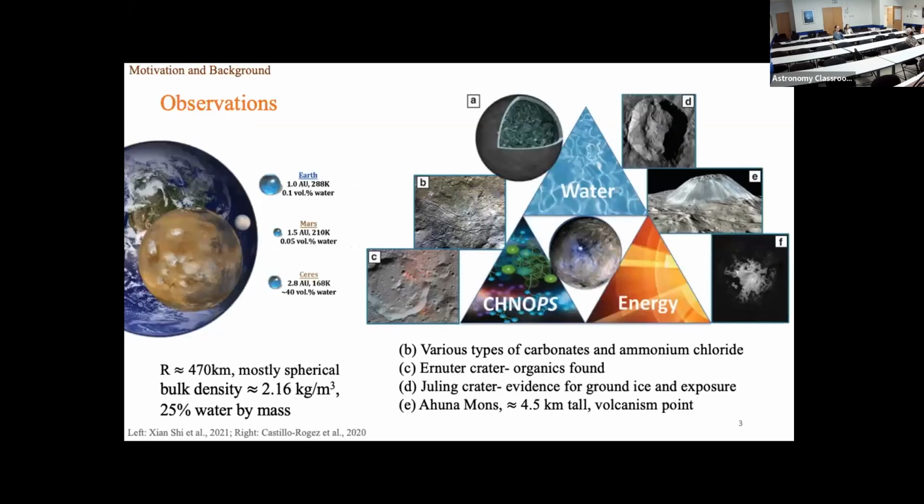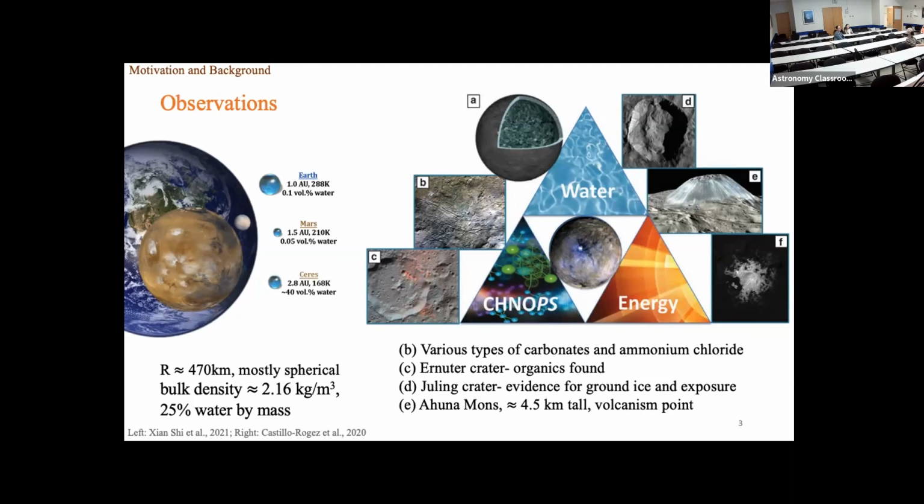So here is the basic information about Ceres. It's the largest body in the asteroid belt, and the orbit is at about 3 AU. Due to its bulk density, like 25% of Ceres is water by mass. So it also makes it the most water-rich body in the inner solar system. And the Dawn mission shows some very interesting observations like carbonates and also spores of organics. And we all know that habitability relies on this triangle: water, nutrients, and energy.